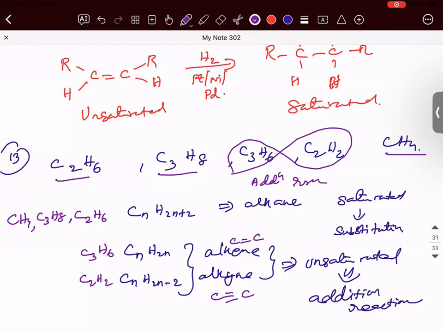Give the test that can be used to differentiate chemically between butter and cooking oil. 15th one, explain the mechanism of action of soap cleansing.